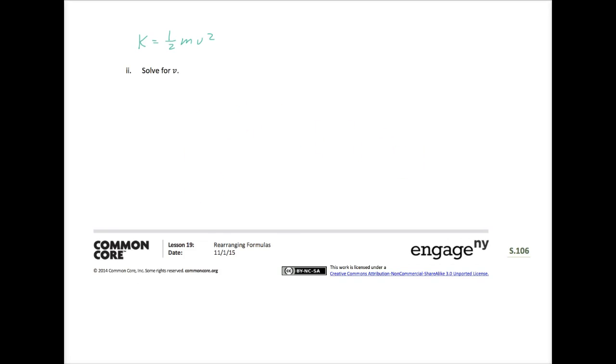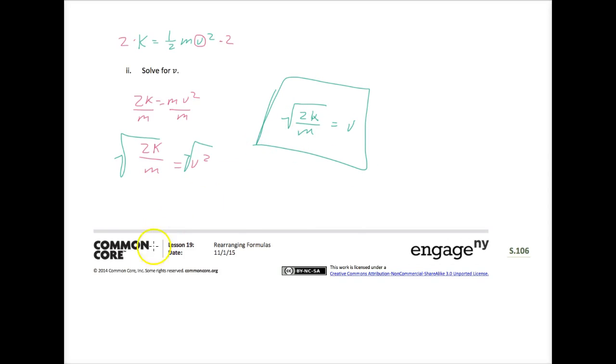And now we're going to solve for v. The problem with v is that it's a little more tucked in. You see that we have a squared, which means we're going to have to square root some things in order to get to it. But let's get what's in our way out of the way. So I'm going to start with the same process, times 2 on both sides. 2K equals mv squared. If I divide by m, 2K over m equals v squared. And I can finish now with a quick square root of both sides, and we get the square root of 2K over m equals v. Not quite as nice as the other one, but not bad.